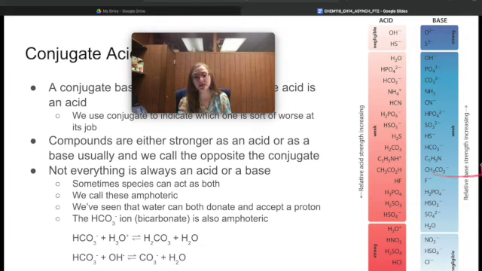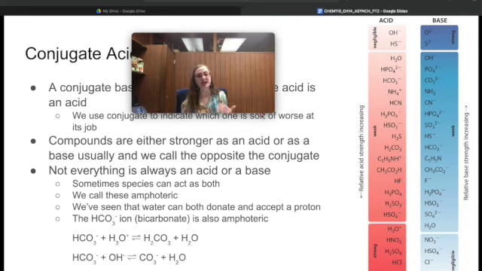When we're somewhere in the middle here with weak acids and weak bases, they kind of are a little bit good at both things, but they're just not great in acid-base reactions. So compounds tend to be stronger as an acid or a base, and therefore we call the opposite a conjugate. Sometimes, again, when we have weak acids and bases, they'll behave characteristically as both and not necessarily be very strong either way.